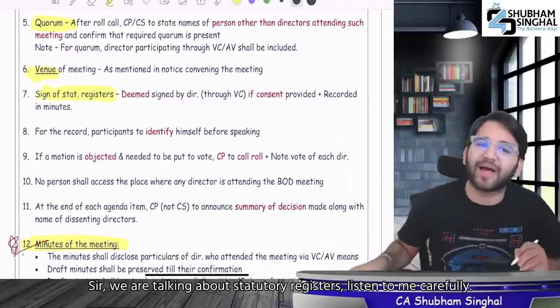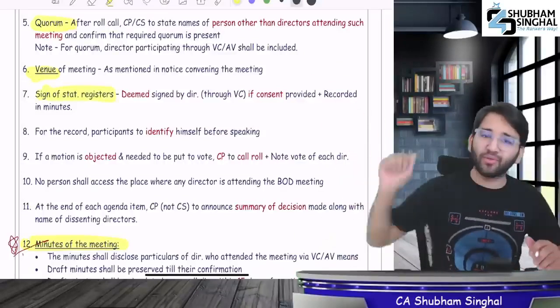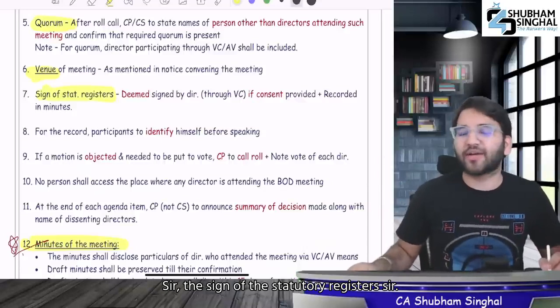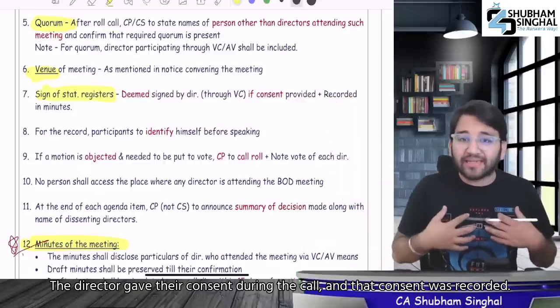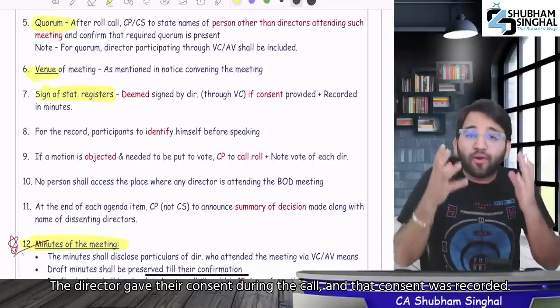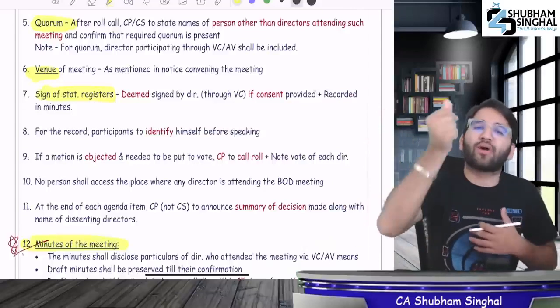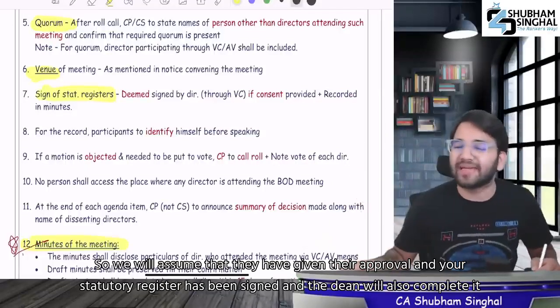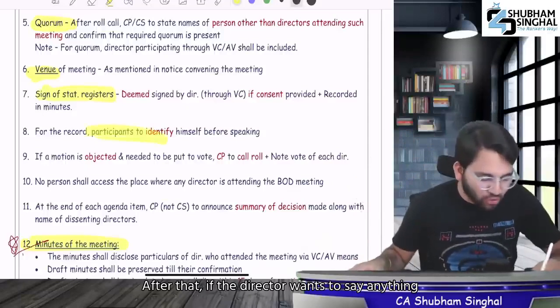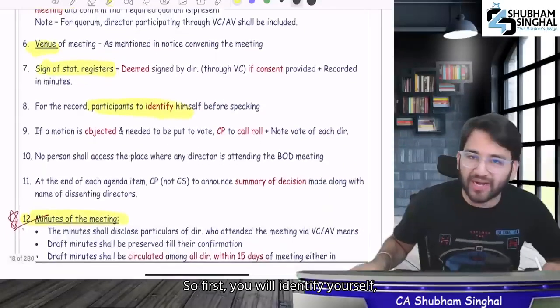We are talking about statutory registers. Listen to me. Guys, the sign of the statutory register. How is the statutory register to be signed? If the director gave his consent during the call and that consent was recorded, we will assume that they have given their approval and your statutory register has been signed and the dean will also complete it. If the director wants to say anything, first identify yourself.